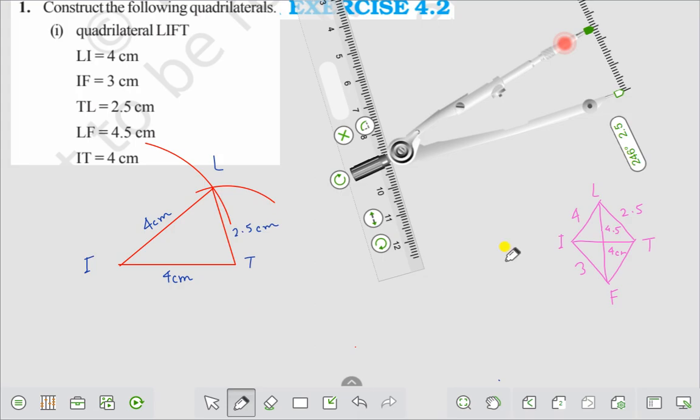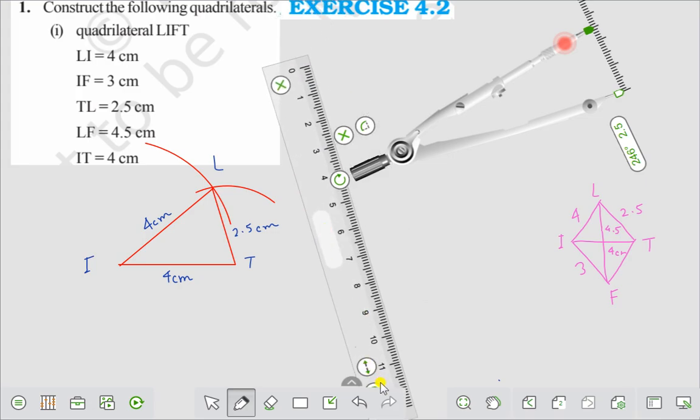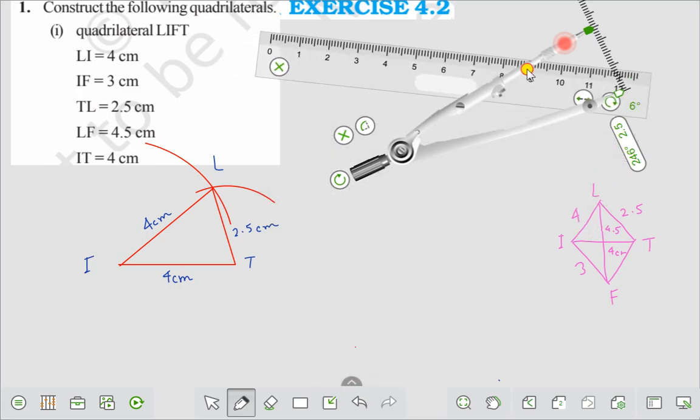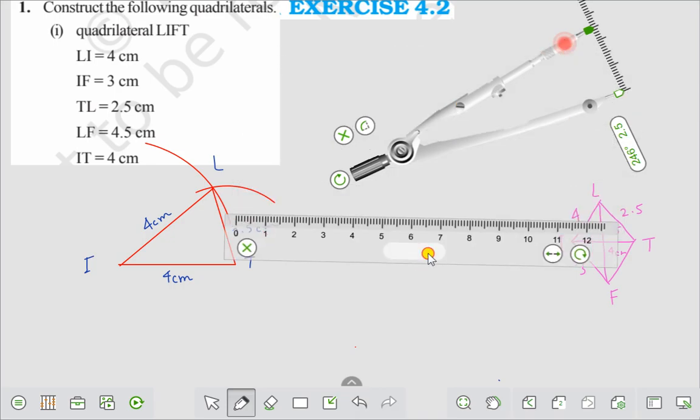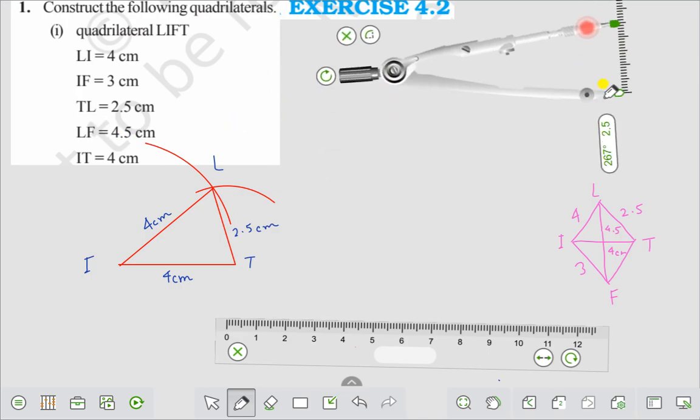Right? Now, LF is 4.5 centimeter. Take LF as 4.5 centimeter with the help of the ruler. Take the length as 4.5 because LF is 4.5 centimeter. Now, let us take LF.